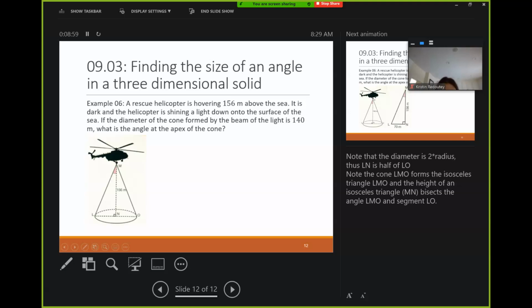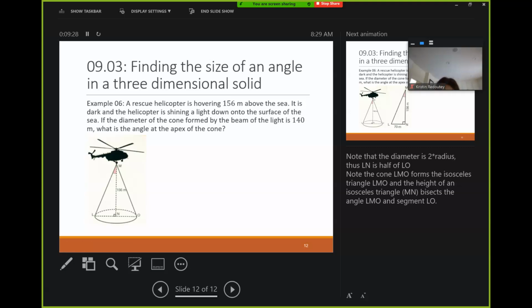So here's our cone of light. It's 156 meters to the ocean here. And the diameter, LO, is 140 meters. And we're looking for this. So we'll just make a right triangle here. Calculate that angle at the apex and then multiply it by 2 to get the whole thing.